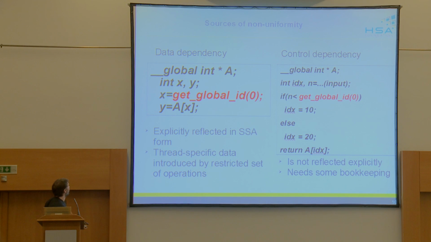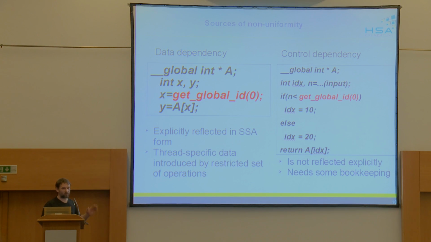Okay, which sources of non-uniformity do we have? One is explicit. In OpenCL, we have a well-known set of intrinsics. These intrinsics describe the computational grid dimensions and the thread ID within the dimension. So the only source of thread-specific data is the set of these intrinsics. Data dependency is trivial because it is reflected in SSA explicitly. There is a use and there is a definition, where a non-uniform operation defines this operand. So this is trivial. If you traverse a slice of the SSA graph, we eventually reach the non-uniformity point and understand that the whole slice is non-uniform.